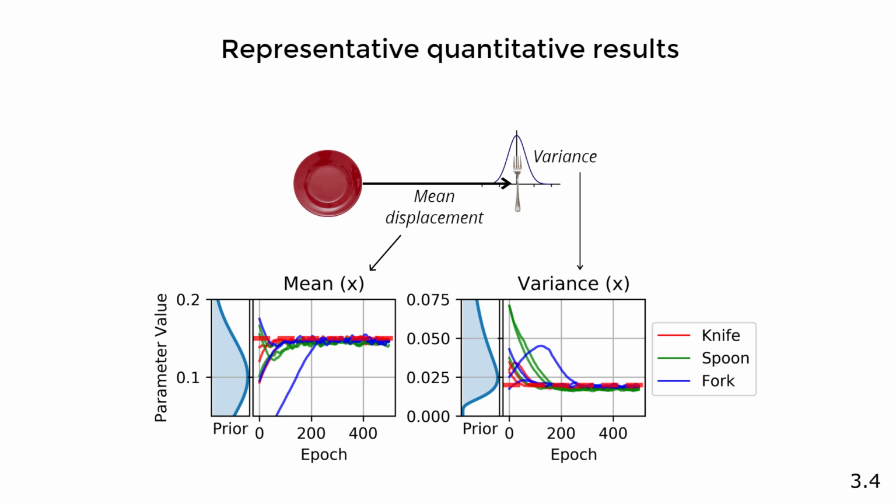Here we're showing a representative quantitative result, showing how two sets of latent variables converge over training. These variables control the mean and variance of utensil placement in the x direction in the frame of reference of a place setting. The dashed red horizontal line shows the ground truth value used to generate the training set. At the beginning of training, the value for the parameter is drawn from its prior, but over time it converges consistently to the ground truth value, indicating that the model is reliably uncovering the true distribution of the dataset.